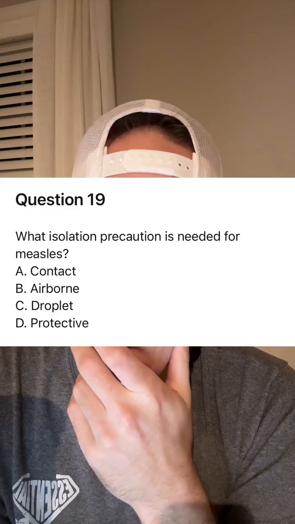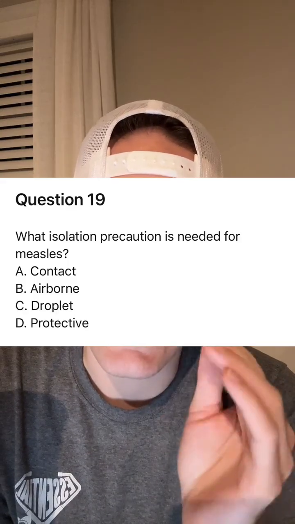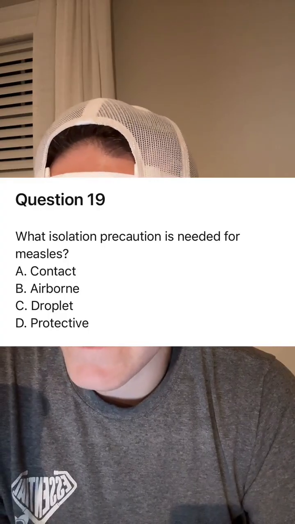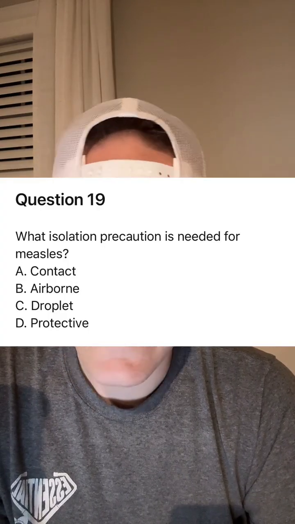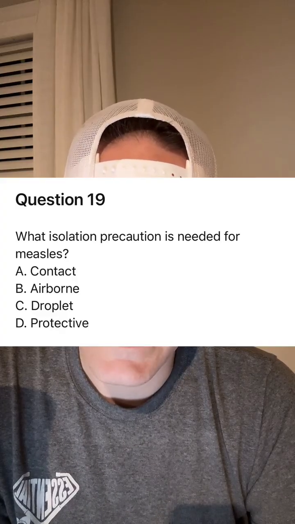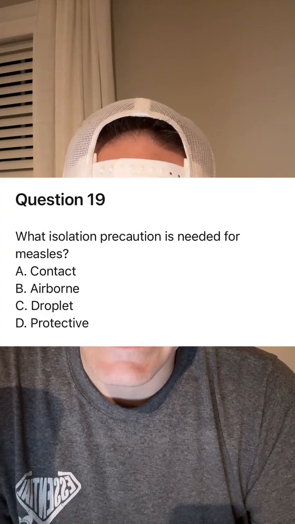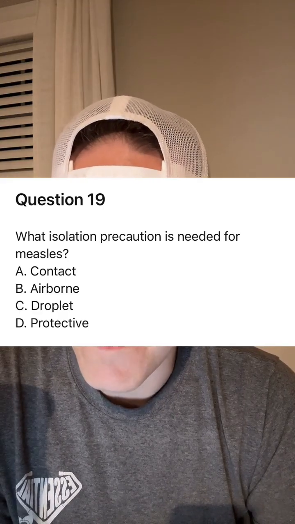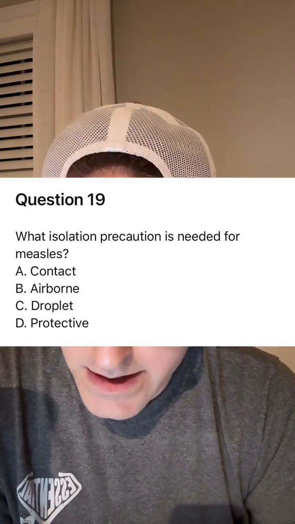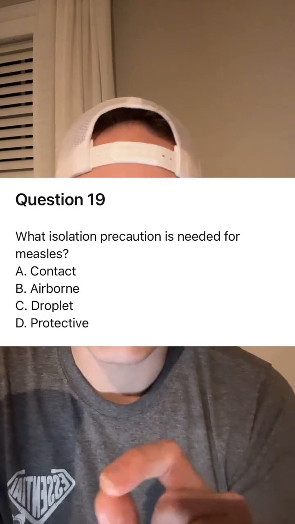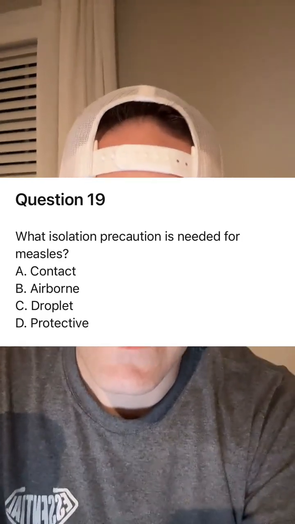Question 19. What isolation precaution is needed for measles? We're talking measles. I see B, C, B. Someone says A, contact. The correct answer is B, airborne. Measles is extremely contagious, and it will spread through airborne particles that remain suspended for hours.